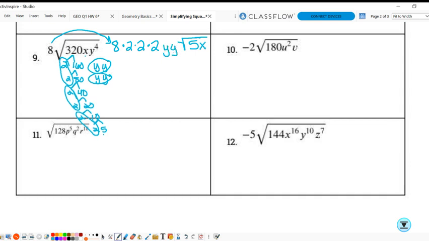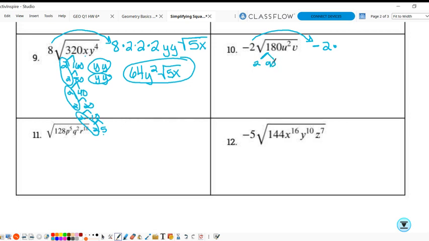As we simplify, 2 times 2 times 2 is also 8. 8 times 8 is 64. We have 2 y's, so that's y squared. And we're left with 5x under the radical. Bring the negative 2 along. Put that out in front. And we're going to multiply whatever else we can pull out of our radical.